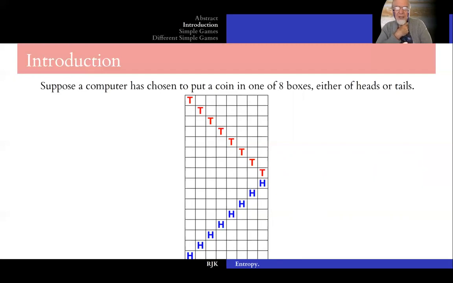Chris, are you on the line? Yeah, yes. Can you tell me an idea of a strategy that you might be able to develop that might solve this in a small number of questions?